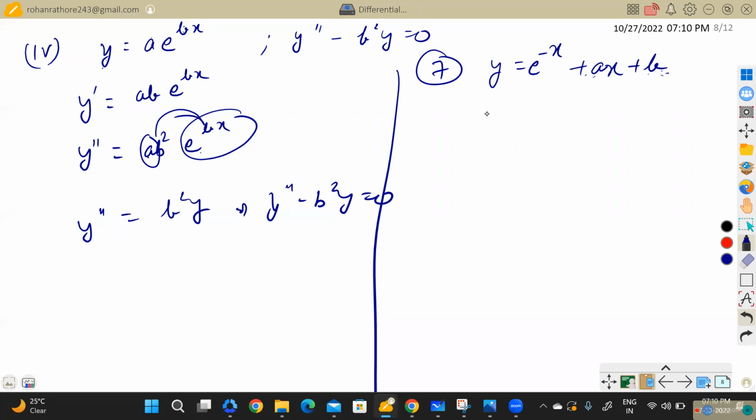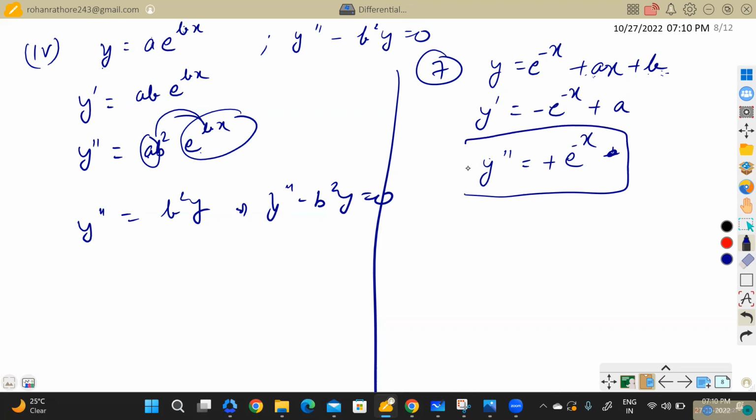Differentiating once, we get y dash is minus e raised to the power minus x plus a, right? And again differentiate, so we get y double dash as this, minus and one minus again will come, so we'll get plus e raised to the power minus x, and this is 0, so no need to write that. So here now we can see we are free from arbitrary constants, so this is the required differential equation.